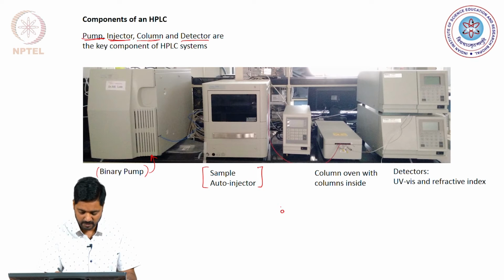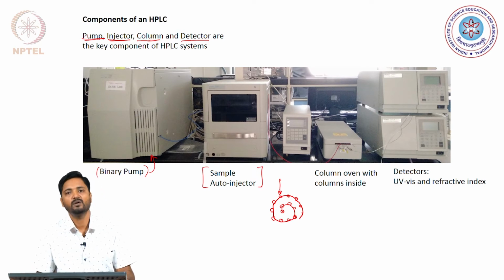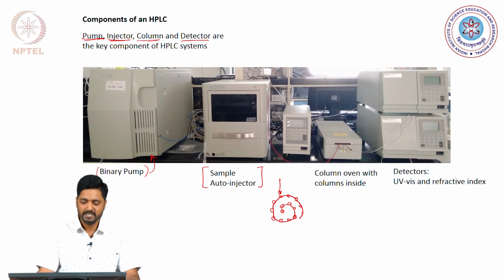Now, this auto injector is a sort of robotic system where we have the vials arranged in a spiral format, and each vial will have its position fixed. So, this is the kind of spiral system in which the vials will be arranged, and there will be a syringe that will come and pick up the sample from a particular vial present at a particular position. So, this auto injector, as the name suggests, injects the sample automatically into the HPLC system.